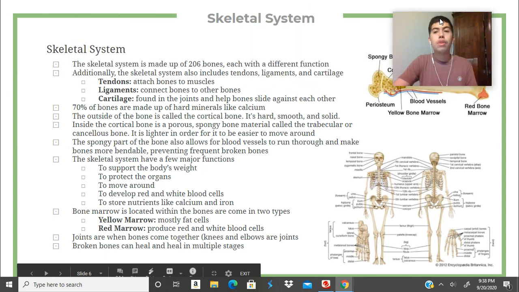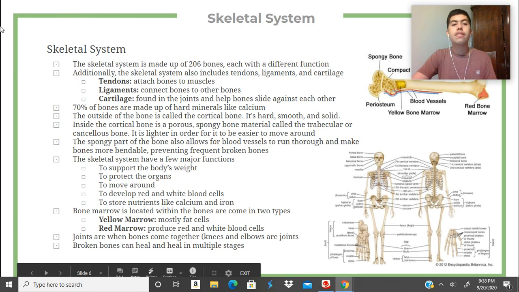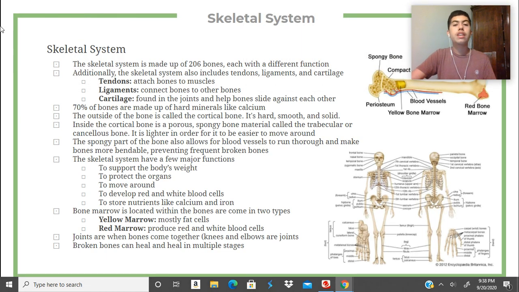So, we have the skeletal system. And the skeletal system is made up of 206 bones, each with a different function. Additionally, the skeletal system also includes tendons, ligaments, and cartilage. Tendons attach bones to muscles. Ligaments connect bone to other bones, and cartilage is found in the joints and helps bones slide against each other.